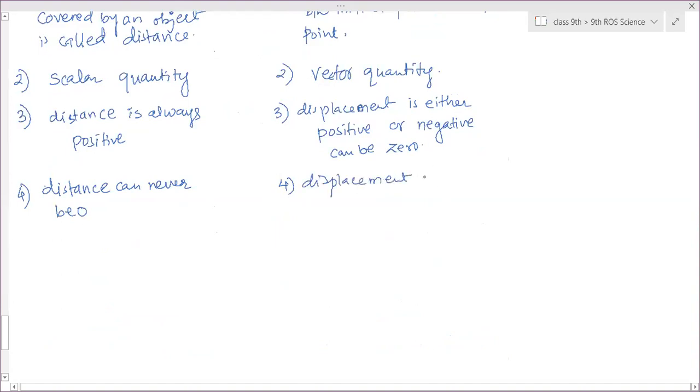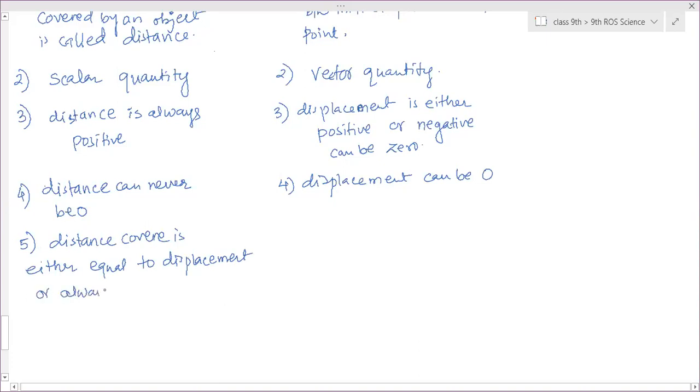Keep writing along with me. Ma'am, could you just scroll it a little up? Yeah, one second, the last point I will write. Distance is always positive and can never be zero, and distance covered is either equal to displacement or always greater than displacement.